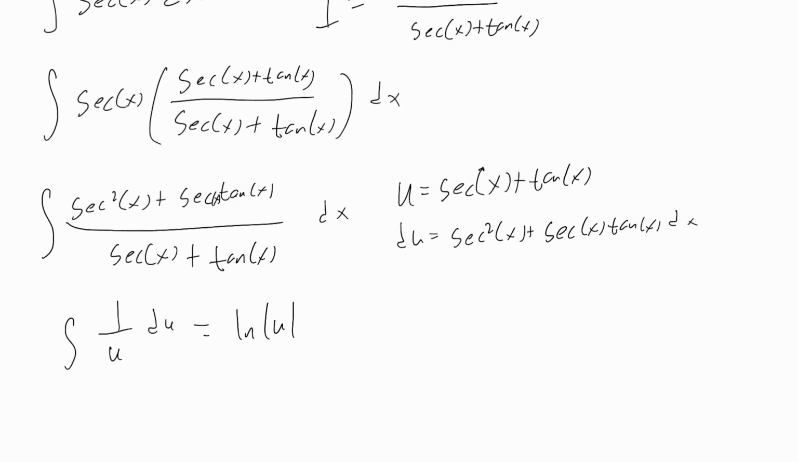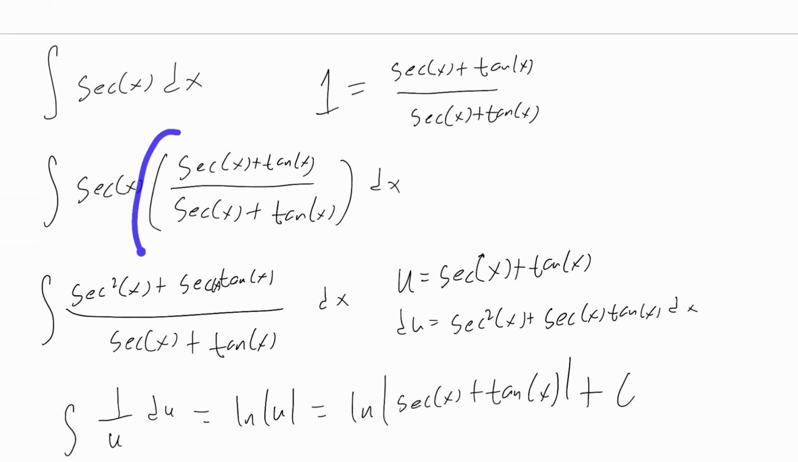And so we find that the antiderivative of secant of x is the natural log of secant of x plus tangent of x plus c. That's quite something. I don't know how people thought to do this, but they did, and it worked out to be pretty spectacular, pretty great.